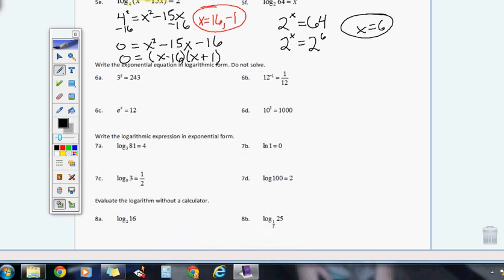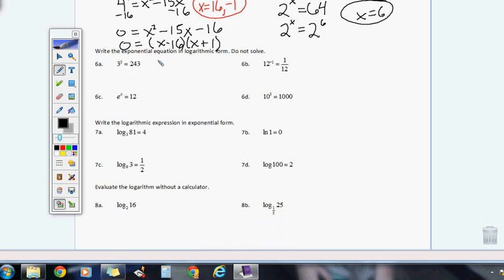All right, down here, look at the directions. Just write the exponential equation in logarithmic form. Don't solve. Okay, so the base becomes the base. So log base 3 of 243 equals 5. Over here, log base 12 of 1 over 12 equals negative 1. If you're not so great at this, make sure you go back. Like 12 to the negative first equals 1/12. That makes sense, so that's easier to do. So it's all about the base.